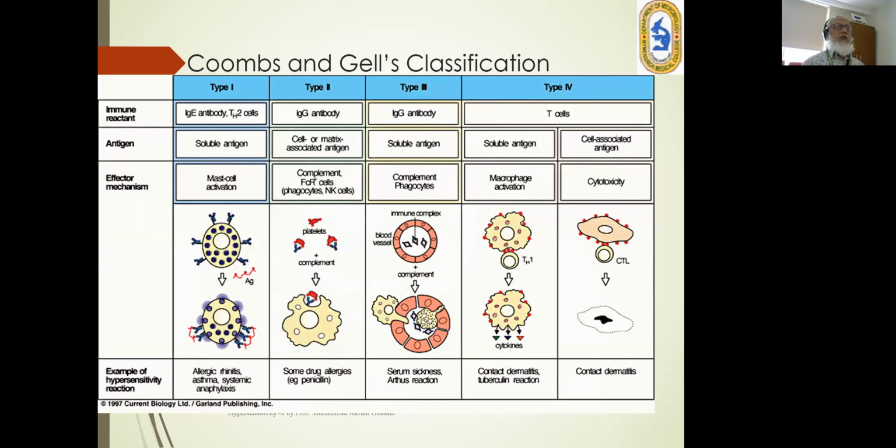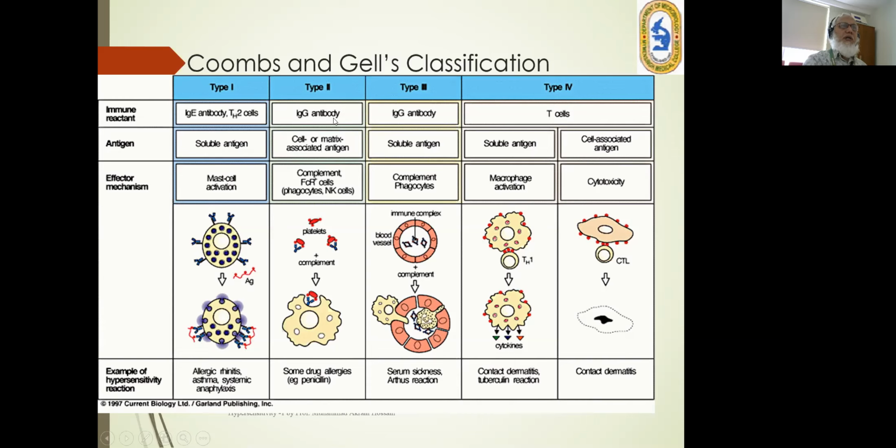So you see, this is the Coombs and Gell classification, diagrammatic. In type 1 hypersensitivity, as we have said, antibodies are involved, the IgE antibody. This antibody is soluble, and the cells involved are mostly mast cells. Examples of diseases are allergic rhinitis, asthma, systemic anaphylaxis, etc. We will discuss in detail in this lecture.